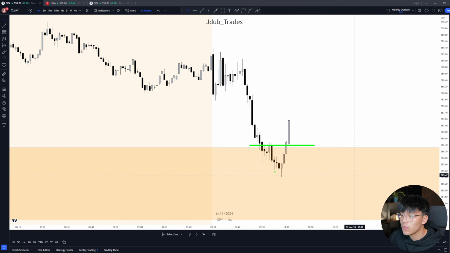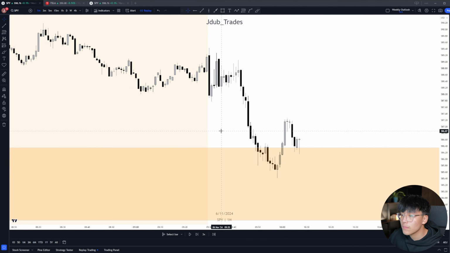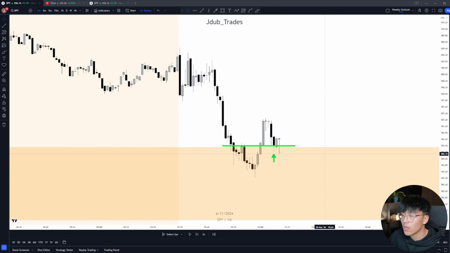Right here, you can see we just broke structure back towards the upside. We have a lot of displacement as well. So now what we'll be looking for is a retest of this 586 for that continued push back towards the upside. Now you can see we have a nice reaction off the top of our break and retest level. So now we're going to be looking for that reversal play back towards the upside on this SPY.